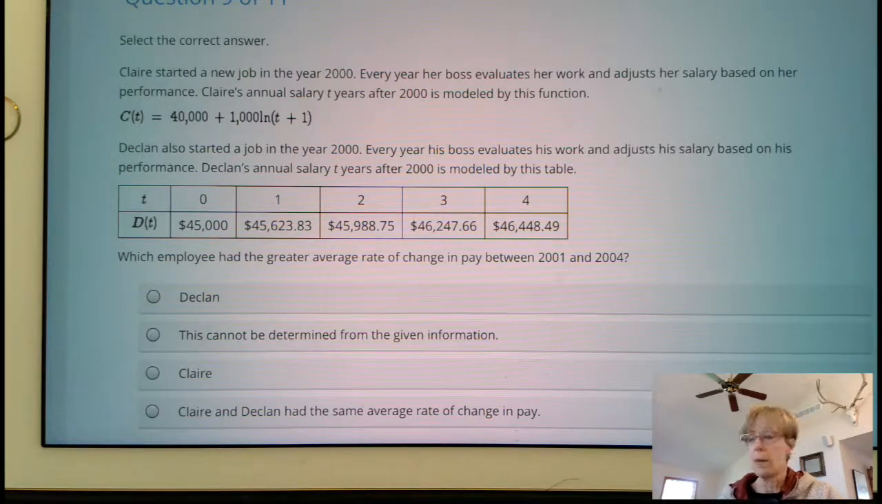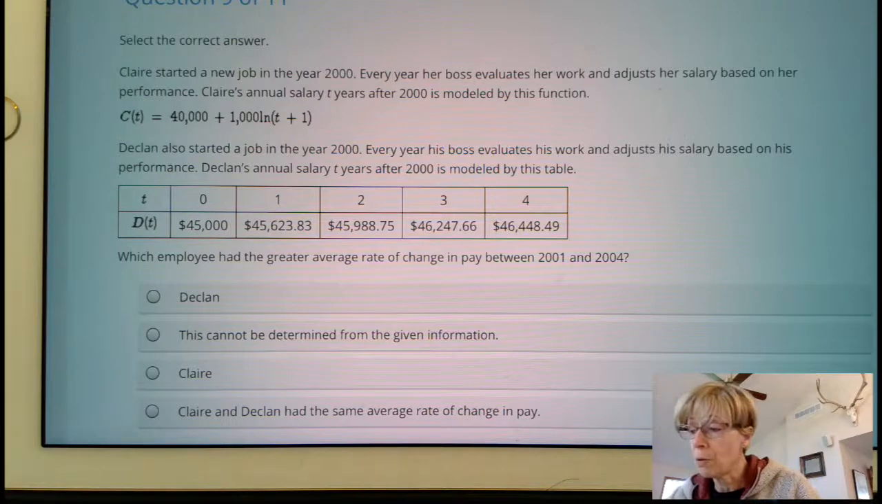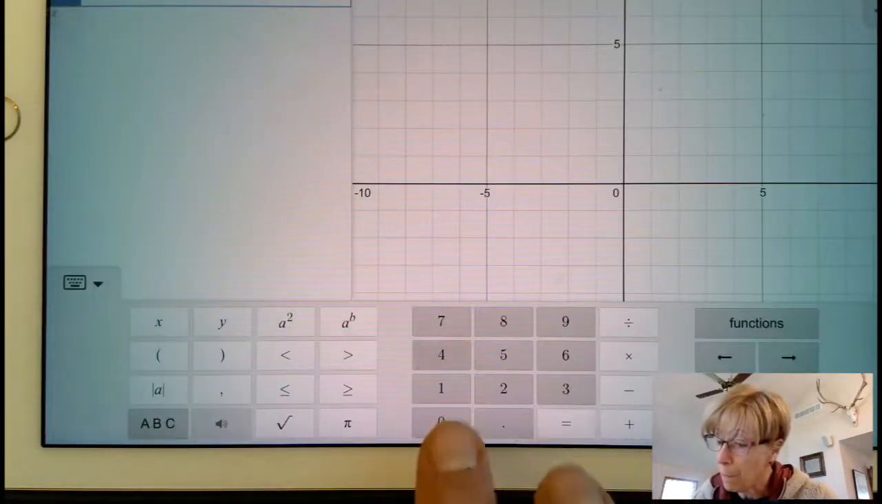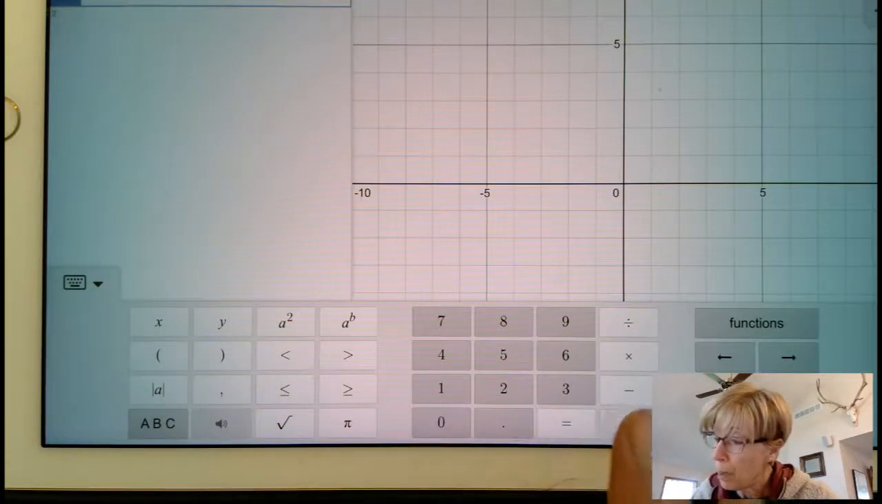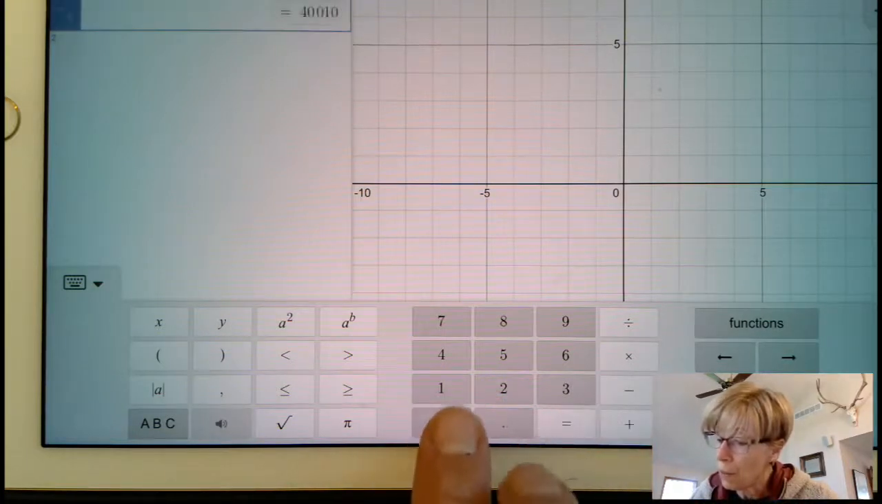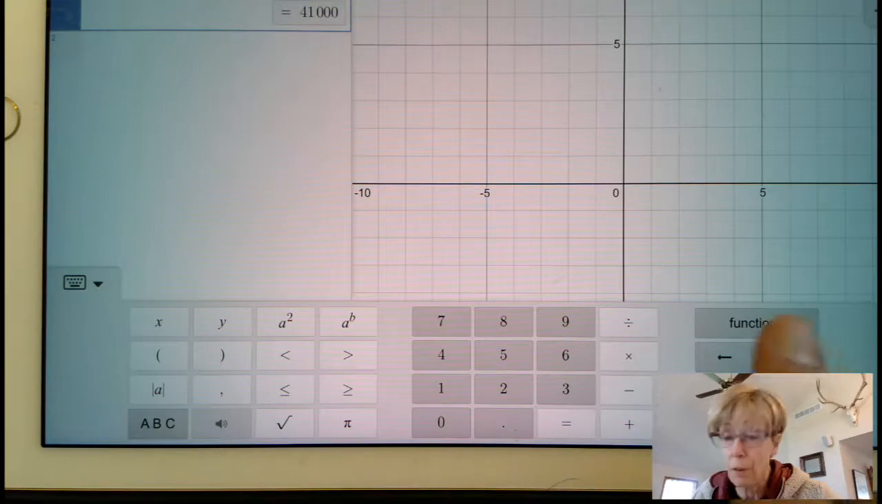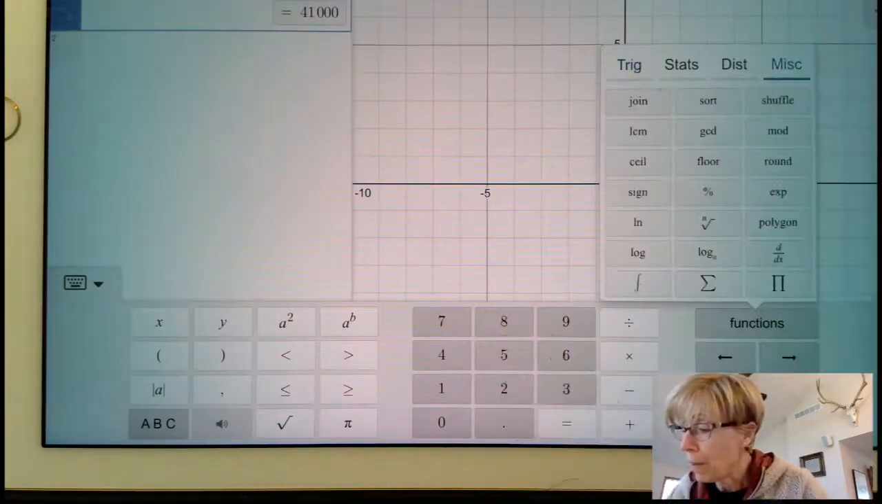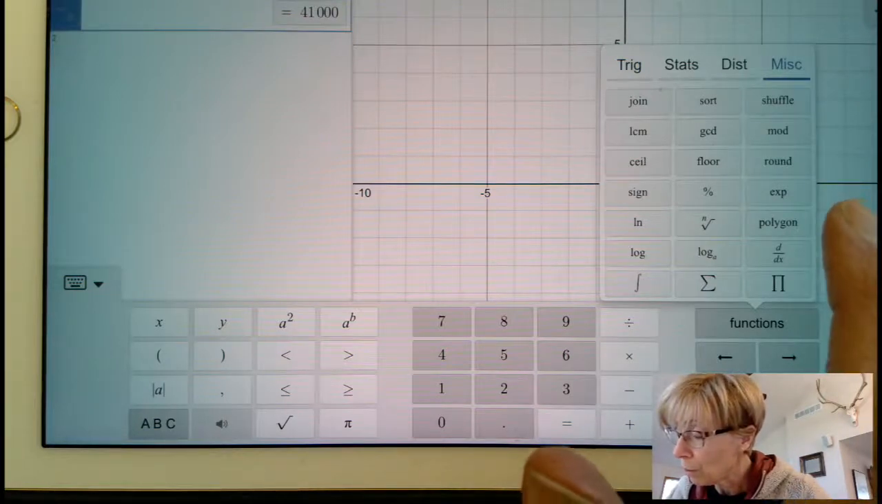I don't even have to go to the functions. You can just type in ln if you're on the computer. So I have to go to miscellaneous and then ln. And then instead of t plus 1, I'm going to type in x plus 1. I can't see anything on the graph, and in fact you can't even see anything that I typed in there. But I don't need that.